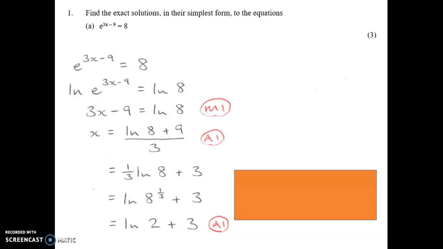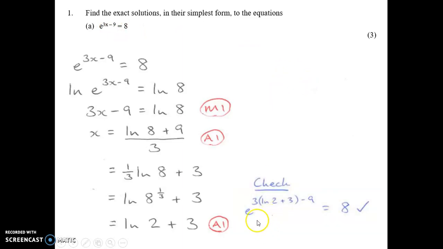It's an equation, so we can always check an equation by substituting it back. We can take our value of x that we found and substitute it back into the original equation to check that we get 8. So here I've got my check. I've substituted my value of x into the equation, and when I put all that in my calculator, it does indeed come out to be 8. So that's part A.